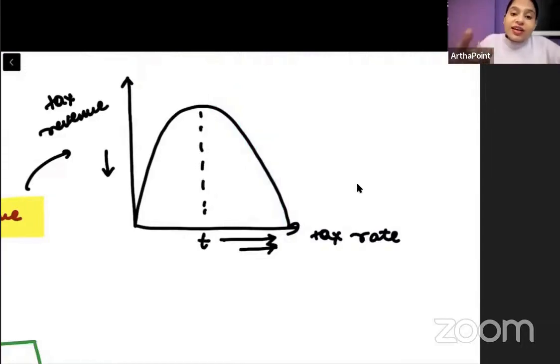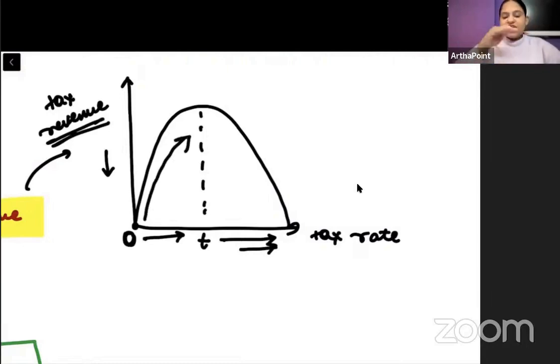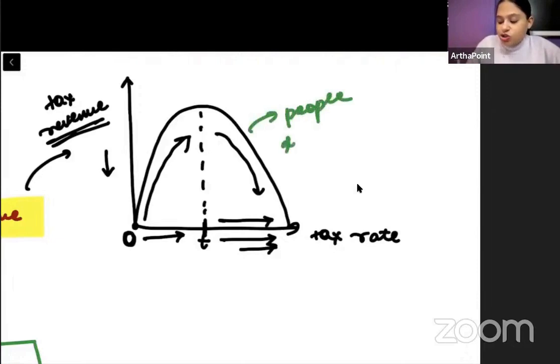So he said that there is a U-shaped relationship. Initially, of course, अगर tax rate zero होगा तो tax revenue will also be zero. But as you increase the tax rate, the tax revenue will increase. जैसे जैसे tax rate बढ़ाओगे, tax revenue बढ़ेगा. Later, after this tax rate, as you increase the tax rate, tax revenue will decrease. Why? क्यों कम हो जाएगा tax revenue? Because here people will be discouraged to work.